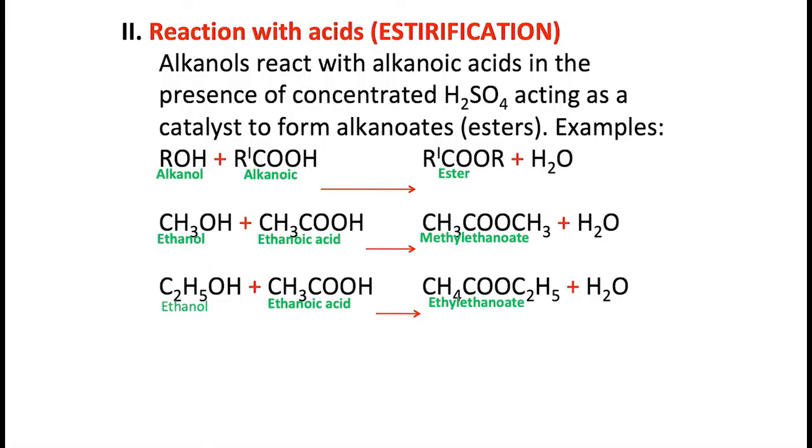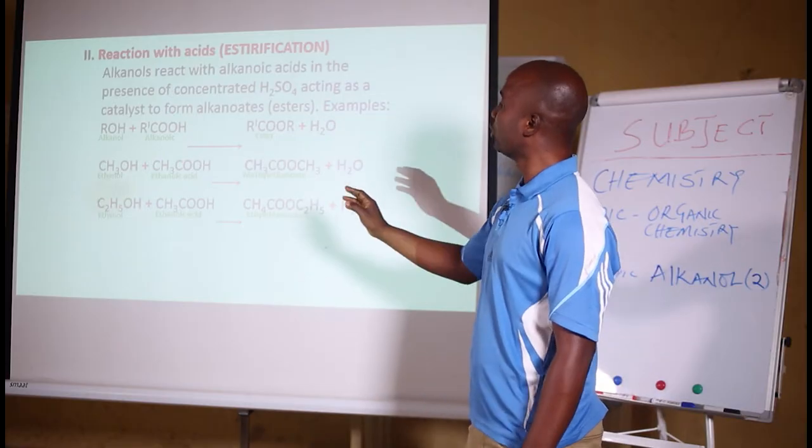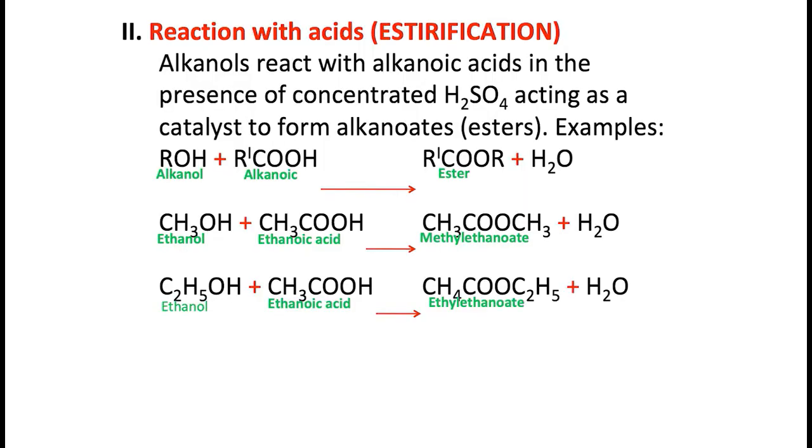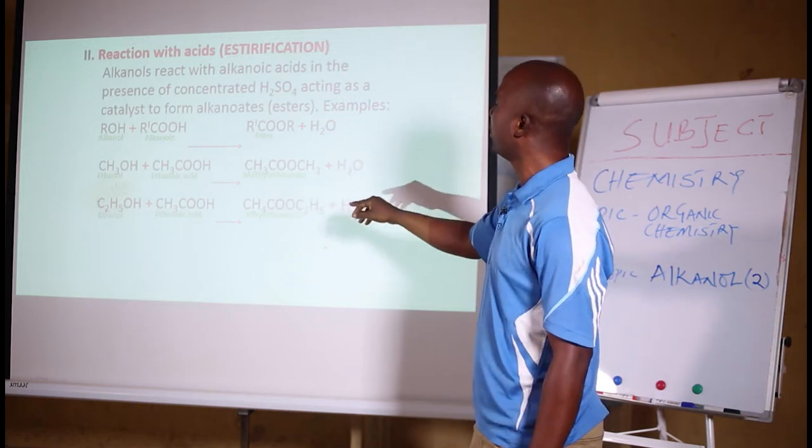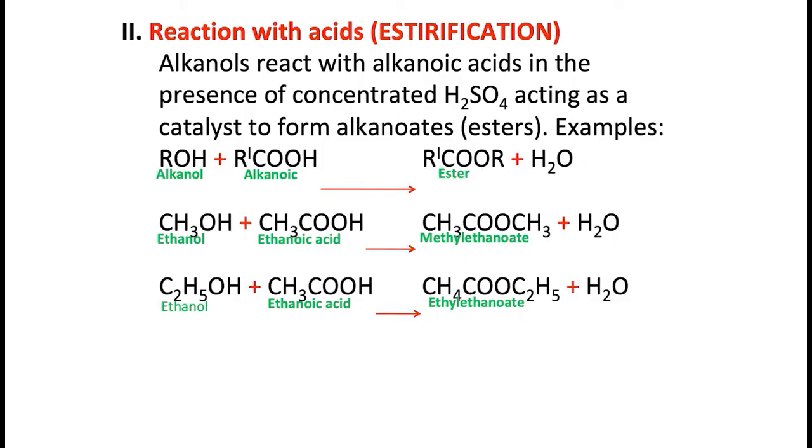Let's take an example. Methanol reacting with ethanoic acid. You see that the H in the alkanoic acid will combine with the OH in the alkanol, and it will give you water. While, of course, the two other residues will combine to give you methyl ethanoate. It will give you methyl ethanoate.